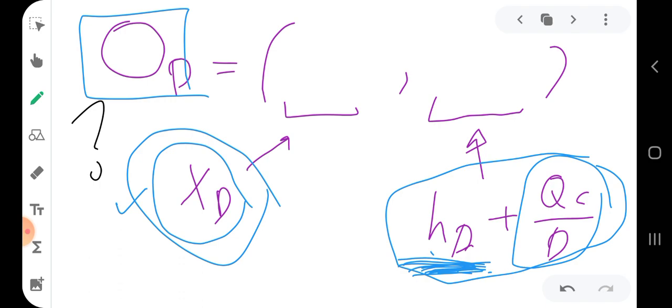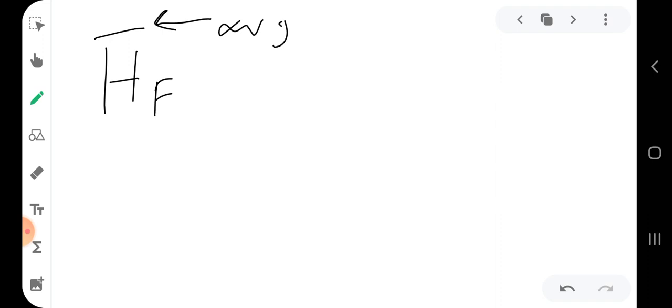Okay, now one last thing that I would like to mention here is that you also need to determine the enthalpy of the feed. We are going to put a bar here. So this bar represents the average enthalpy of the feed. So why are we saying it is average enthalpy and how can we determine this enthalpy of the feed?